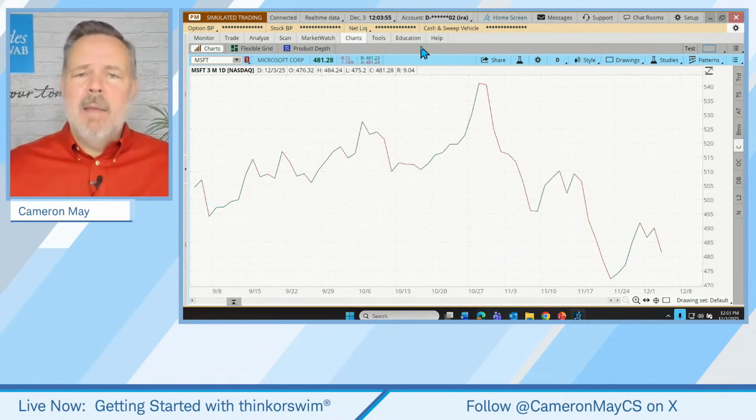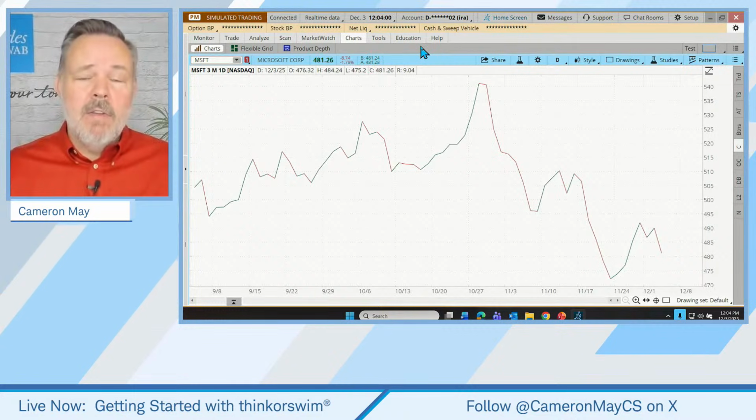So let's start with a type of chart that I think most veteran traders would be familiar with. This is known as a line chart.